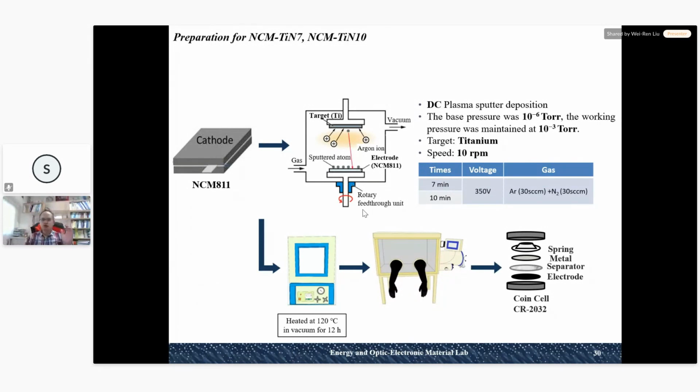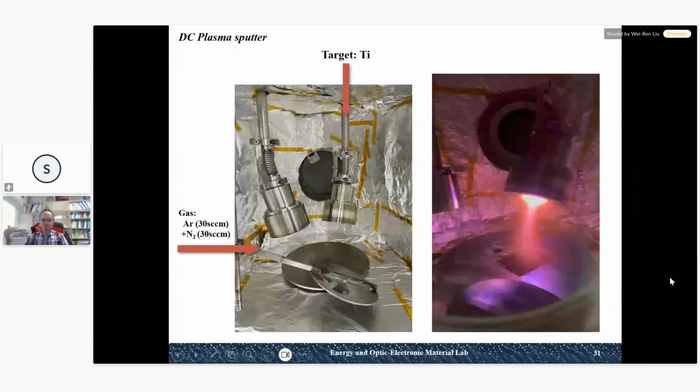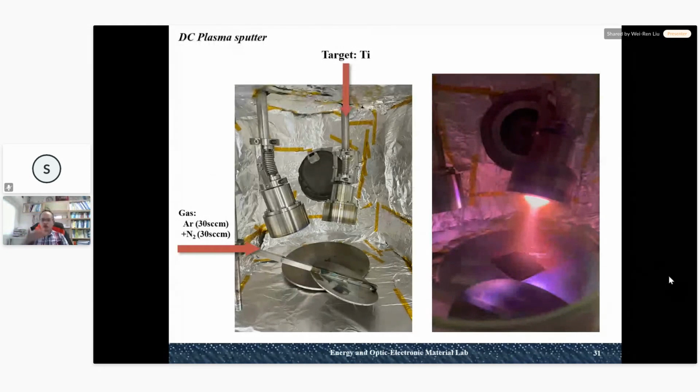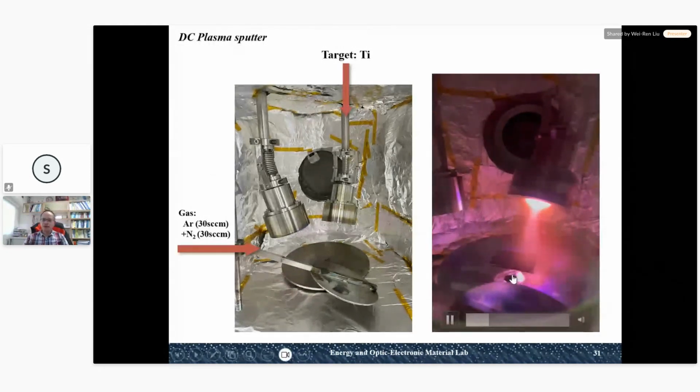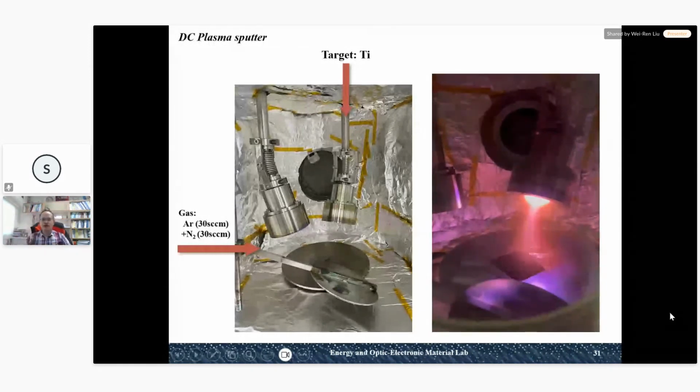And here we try two conditions, 7 minutes and 10 minutes of sputtering time, and compare them with the pristine NCM811. Finally, we assemble the coin cell to test the cycle performance. So here we just show how we make the titanium nitride coating. We rotate the sample holder to make the electrode very homogeneous, and make a titanium nitride coating on the surface.